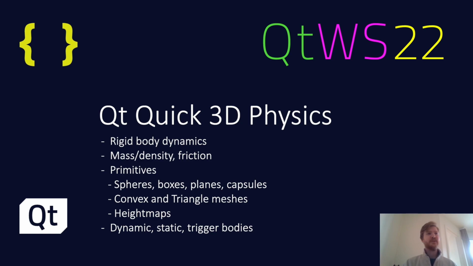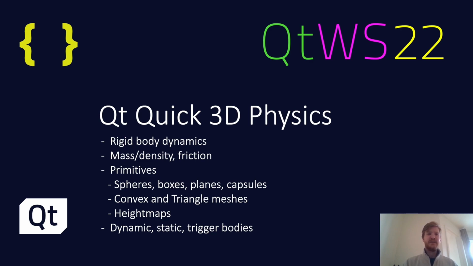This module adds support for rigid body dynamics, which is physical simulation of rigid bodies. With this, you have support for setting the mass or density of objects as well as friction. And we support a bunch of primitives built in, like spheres, boxes, planes, and capsules. And also, of course, convex and triangle meshes, as well as height maps. So you can pick and choose what you want to simulate.